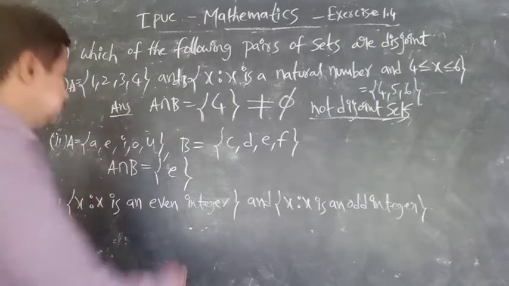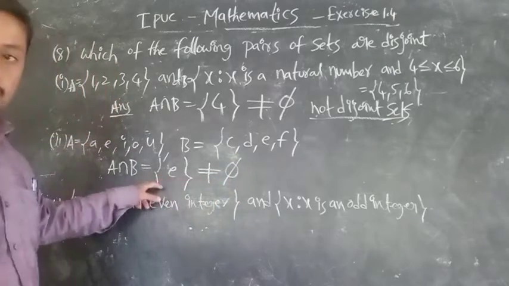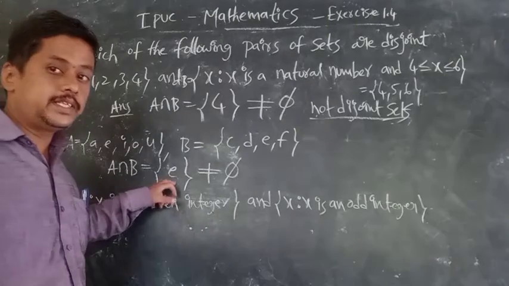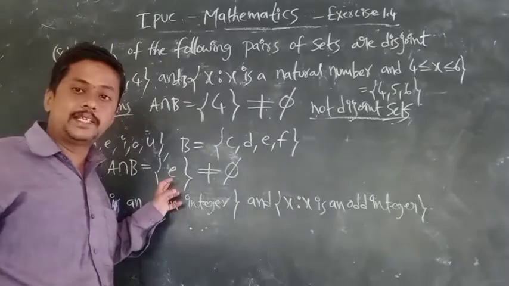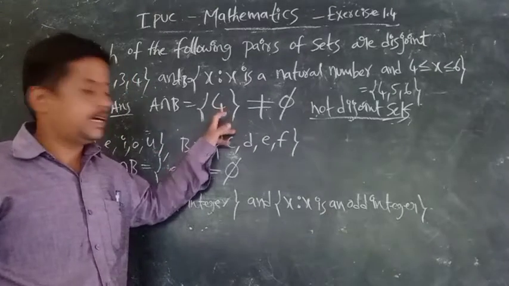So this is also not equal to pi. Pi means the empty set, and this is not an empty set. Why? Because one element exists. This is not an empty set.